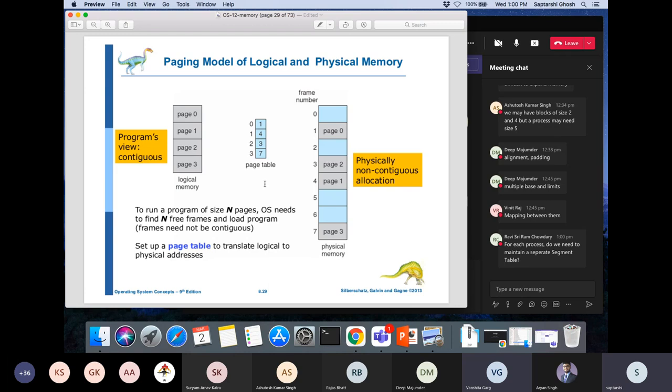So yes, for each process, it is necessary to maintain a page table, because page 0 of one process may be in frame 1, whereas for a different process, say process B, page 0 might be in frame 2. So for each process, a separate segment table or page table needs to be maintained. If you are looking for something more, Ravi, you can unmute and ask.